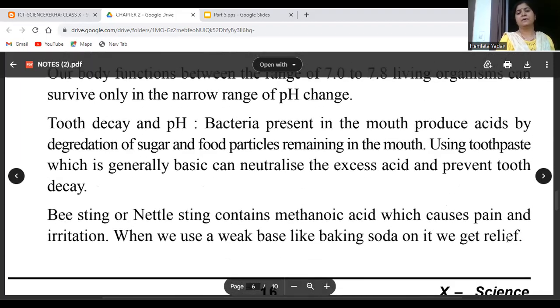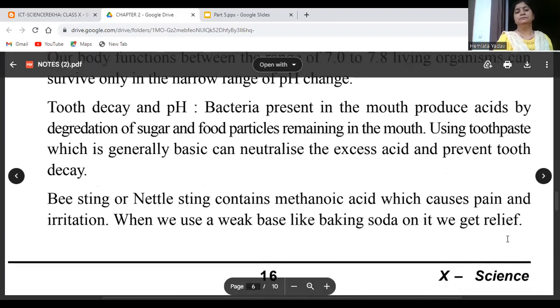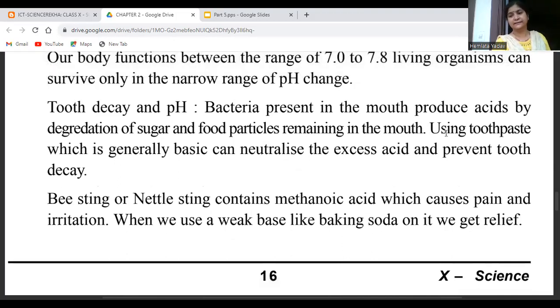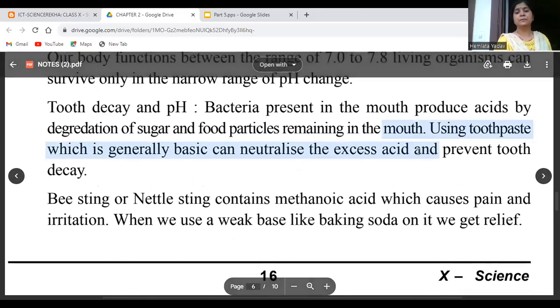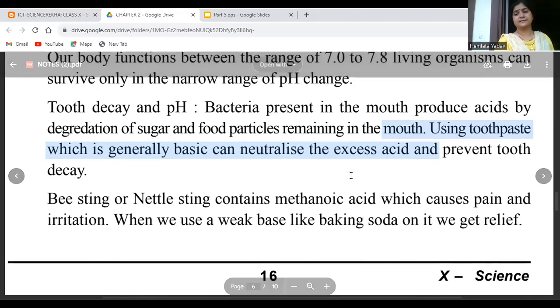For tooth decay, bacteria present in our mouth act on food particles left in the night. If we sleep without brushing, what happens then? These bacteria will ferment the food particles and convert them into acid. So our tooth will be decaying by that acid. If we want to prevent it, we should use toothpaste which is basic in composition, and it will neutralize the excess acid.